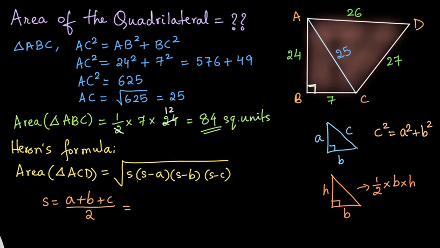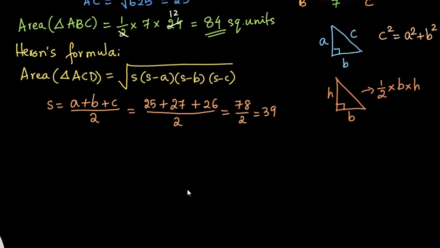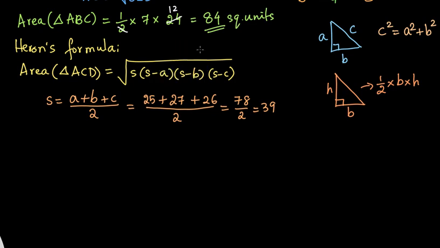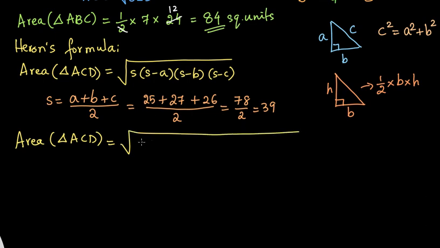Now A, B, C are nothing but the sides of the triangle. So A is 25 plus B is 27 plus C is 26, divided by 2. Now if you add all these values up, you get 78. 78 by 2 will give us 39. 39 is the value of S. Now we know A, B, C, and we know S. So let us find out the area of triangle ACD. Area of triangle ACD will be equal to the square root of, what is S? S is 39.